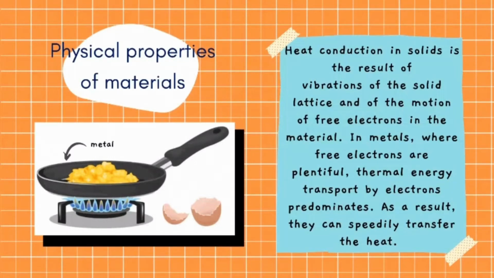Heat conduction in solids is the result of vibrations of the solid lattice and of the motion of free electrons in the material. In metals, where free electrons are plentiful, thermal energy transport by electrons predominates. As a result, they can speedily transfer heat. On the other side, materials like wood, paper, air, and cloth are poor conductors of heat. They are also known as heat insulators that prevent heat from moving from one place to another.